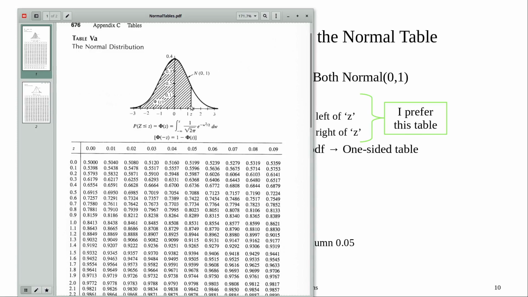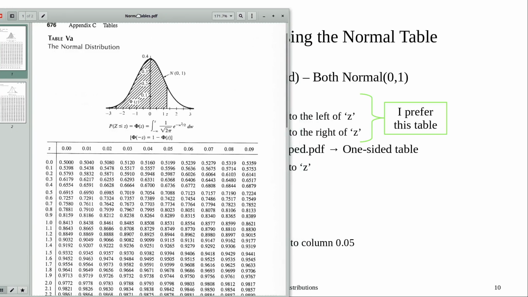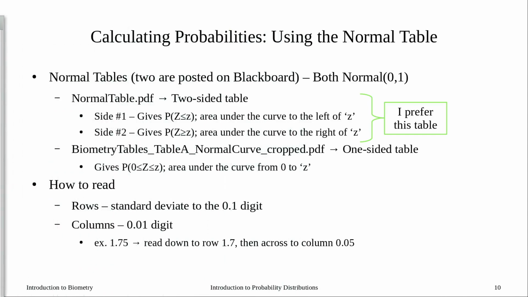So if you wanted the area all to the left, what you have to do is take the area that's in the table and then add 0.5 for the other half. It has some use, but I'll show you how to use this table for all of our probabilities. So how do we read our table?